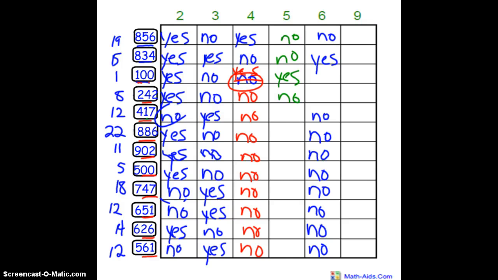This one ends in a 7, will be a no. This one ends in a 6, will be a no. This one ends in a 2, will be a no. This one ends in a 0, it will be a yes. This one ends in a 2, so it's a no. This one ends in a 1, so it's a no. This one ends in a 6, so it will be a no. And this one ends in a 1, so it will be a no.